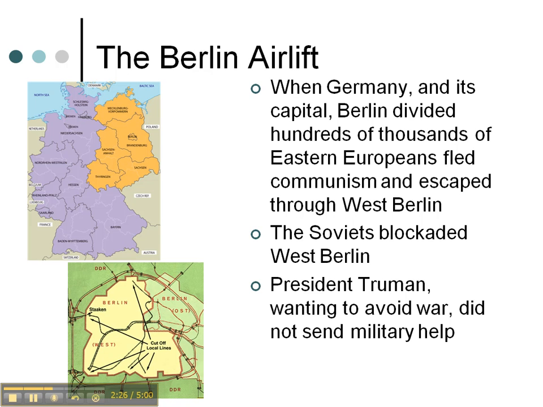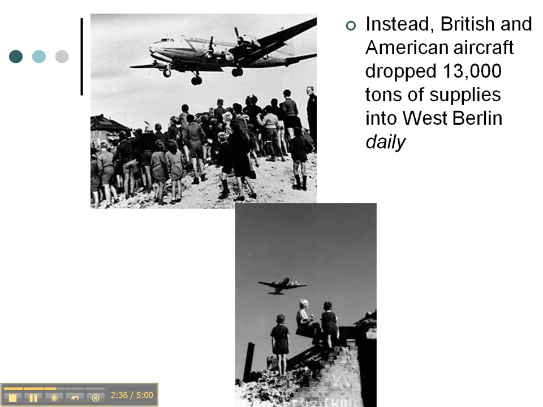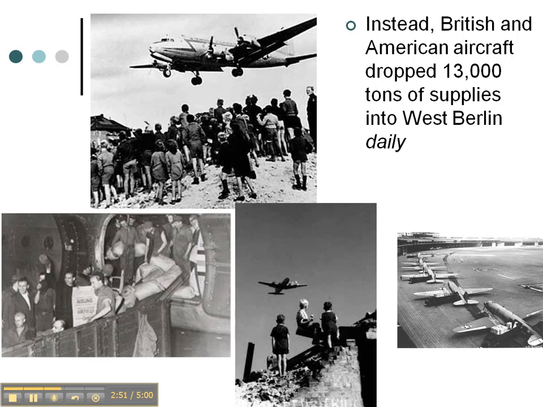But Truman, being the internationalist that he was, wanted to avoid war, and so he did not send the army in to force a path to West Berlin. Instead, they organized what's known as the Berlin Airlift, in which hundreds upon hundreds of planes every single day began flying from Western Germany to Berlin and dropping, like it says there, 13,000 tons of supplies every single day. You can see there on the bottom right how planes would just be lined up to take supplies, food in particular, but also clothing and other necessities into the city.